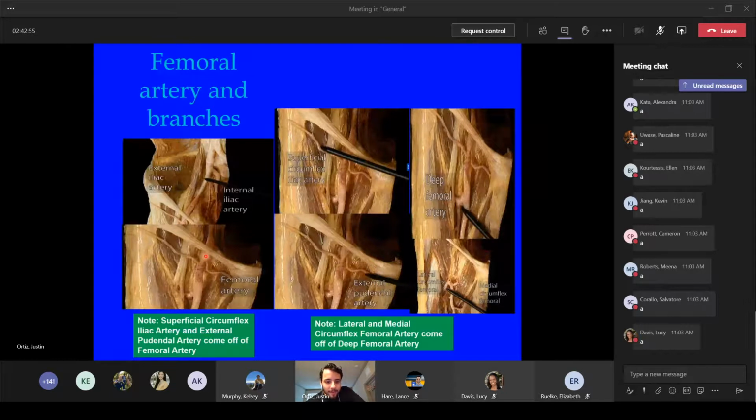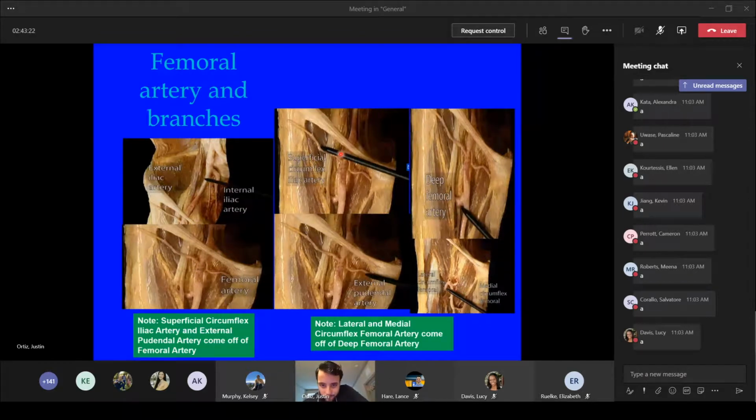So now we're past the inguinal ligament, right, which is located right here. We're past it, so now this is more so the femoral artery, right? The femoral artery is going to give off the superficial circumflex iliac artery, which is right here, as well as the external pudendal artery, which is right here. I put a note here because I think it's important to note that those are going to come off of the femoral artery, right?